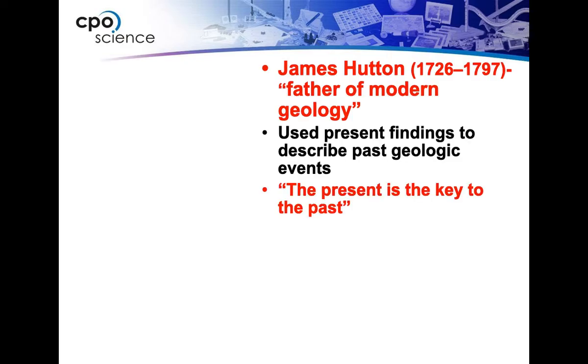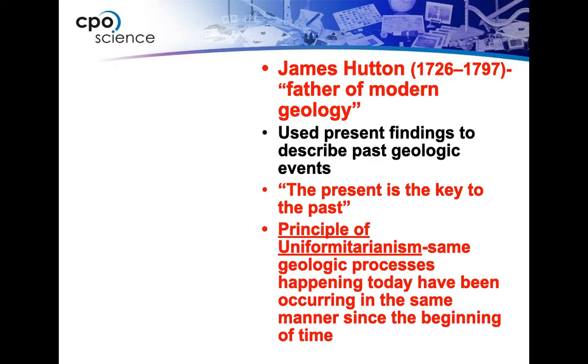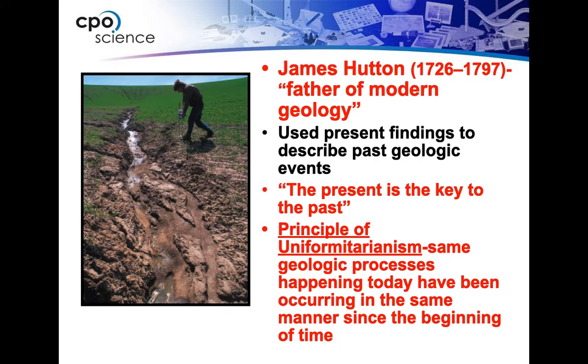Another very well-known geologist was James Hutton. He's a little bit later, you can see here, 1726 to 1797. He really is considered by most people to be the father of modern geology. A lot of the things that he discovered are really still used today and help us discover things. One of the things he really focused on was using present findings to describe past geological events. So if we think the Earth is about 4.5 billion years old, we don't have pictures, or people who wrote things down 4 billion years ago, 3 billion years ago, 2 billion years ago, to figure out what happened. So he came up with this really basic, common sense idea that the present is the key to the past.